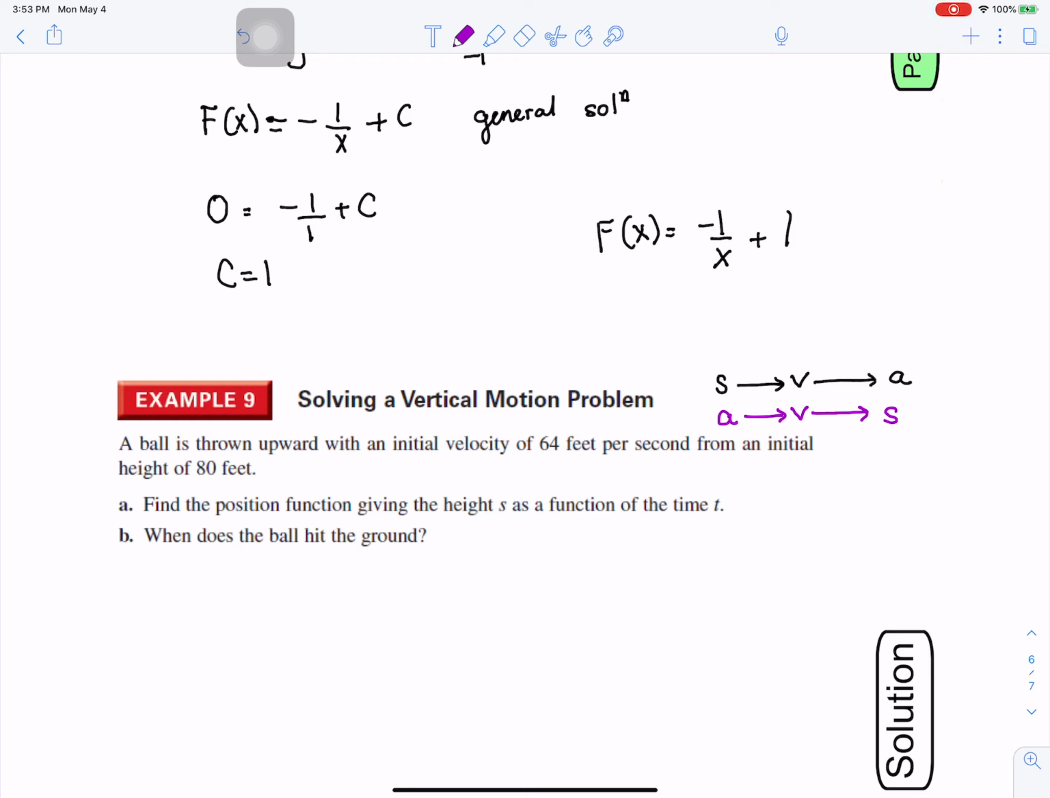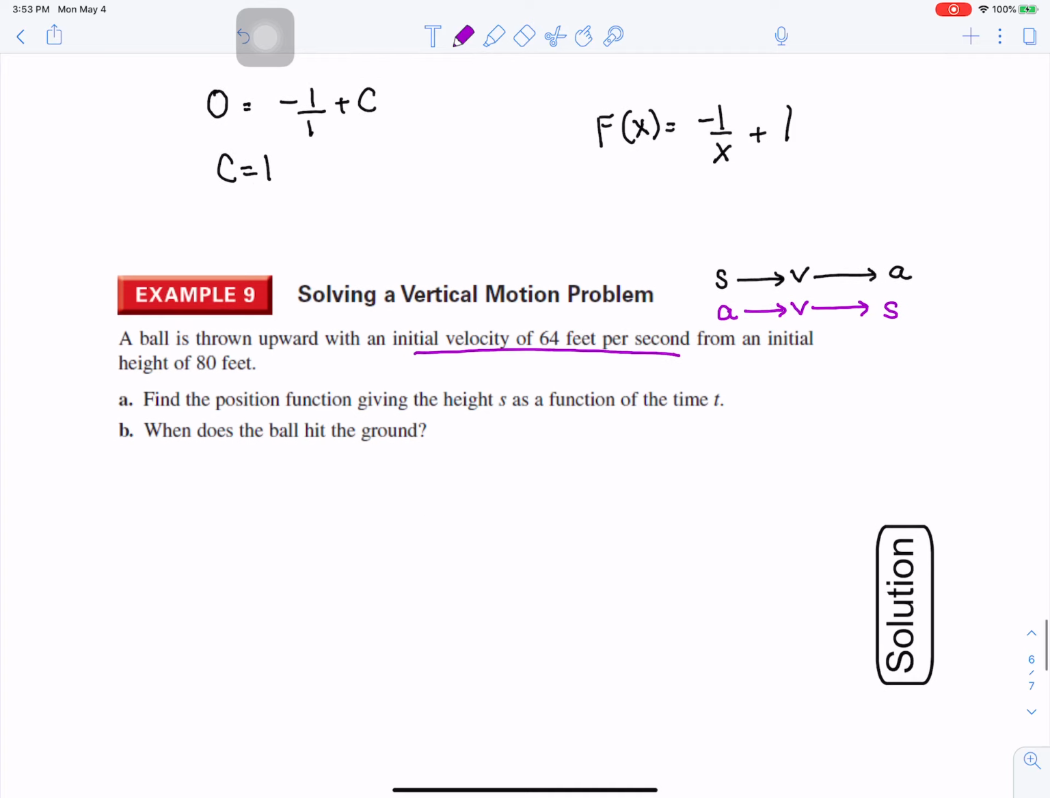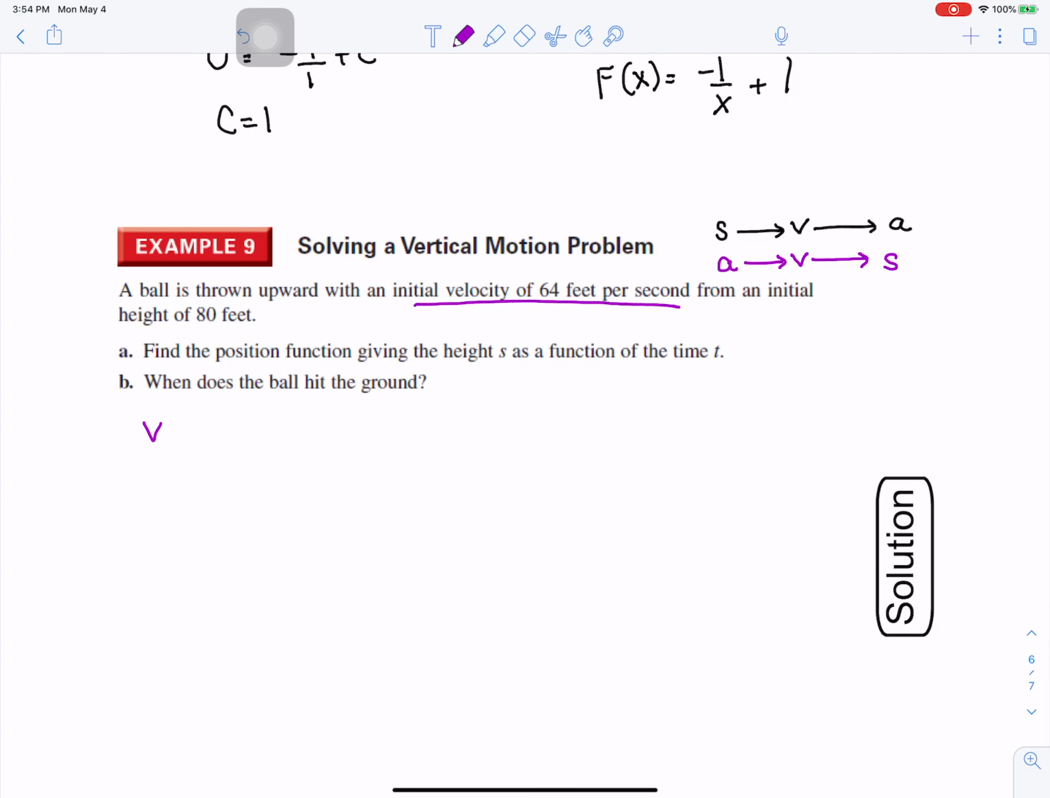Now here, they tell you that a ball is thrown up with an initial velocity of 64 feet per second. So at time 0, my initial velocity is 64 feet per second. I also know that the initial height at time 0, my position was 80 feet. They want me to find the position function. I'm given acceleration. I know the acceleration on Earth due to gravity is negative 9.81 meters per second squared. And I want to get to position by taking two antiderivatives.